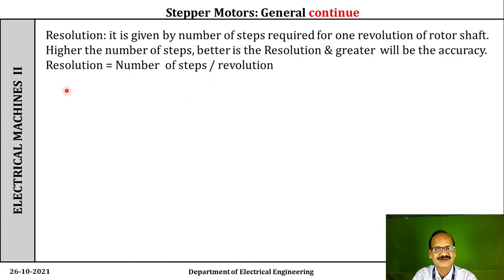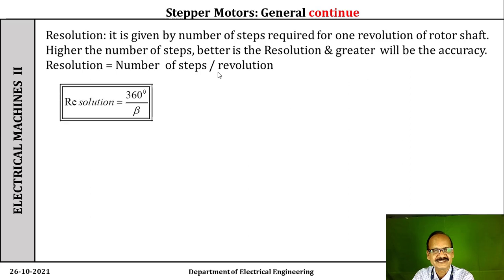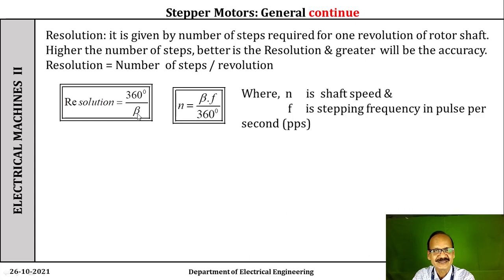So the resolution equals the number of steps required for one revolution. So number of steps per revolution, and therefore resolution equal to 360 degrees divided by beta. And n, the shaft speed, is given by beta into f divided by 360, where f is the stepping frequency in pulses per second, that is PPS.